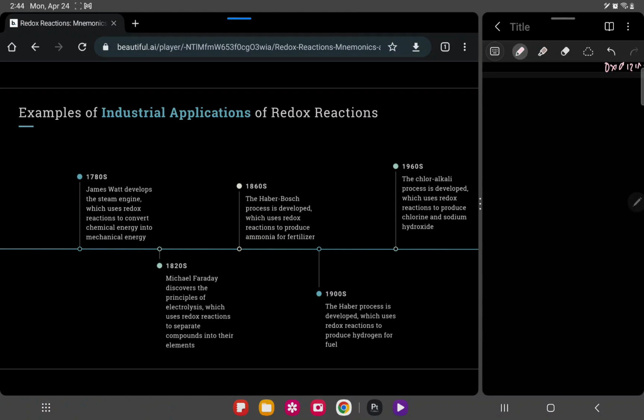Okay, so these are some of the industrial application histories. Let's skip to that too. If you are interested in this, you may pause and do some research on the following.